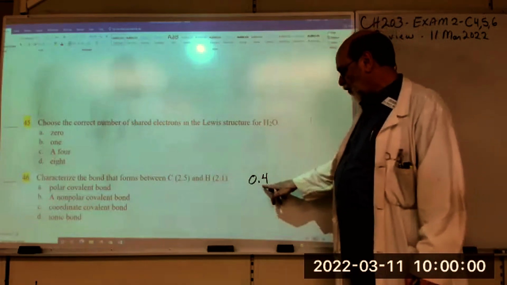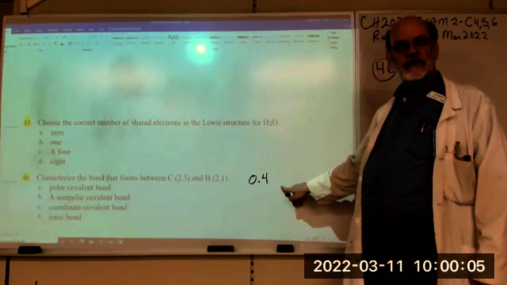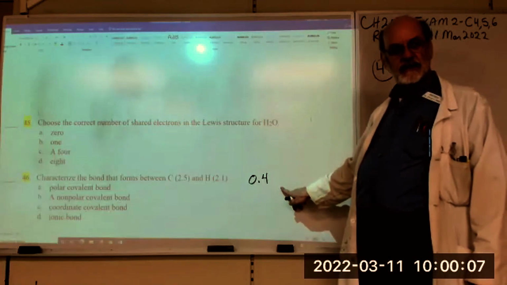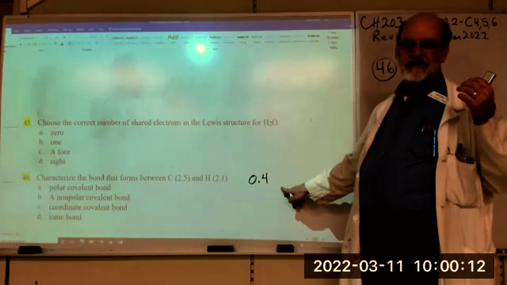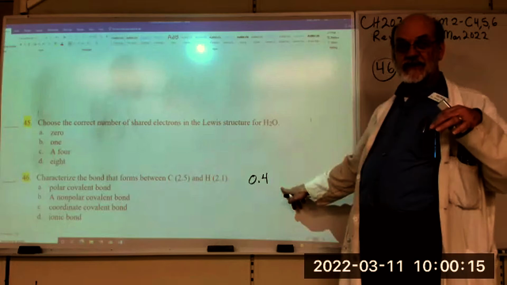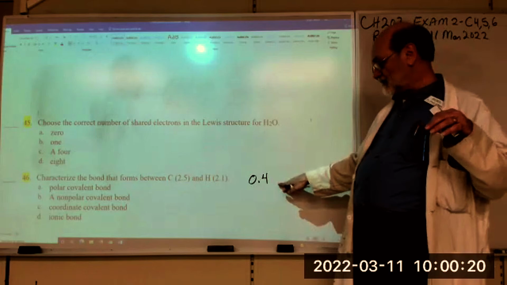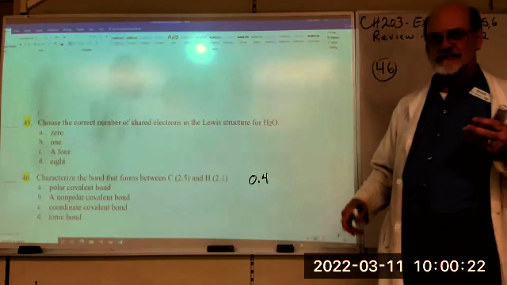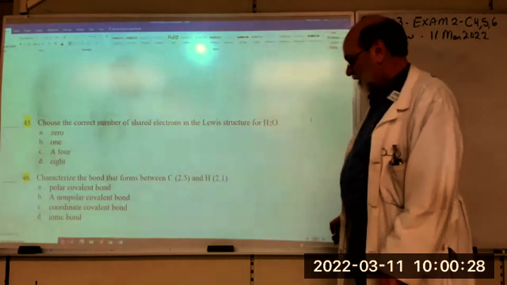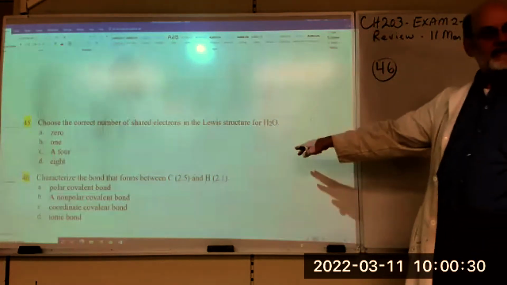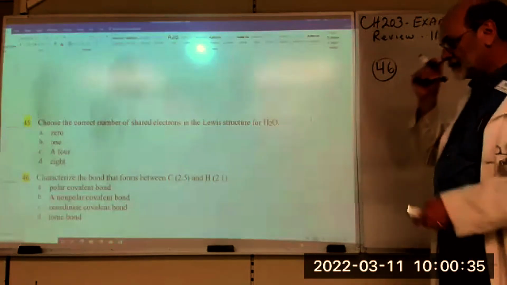If you get above 0.4, between 0.4 and I think 1.2, you have polar covalent. And then above 1.2, you have ionic if it's a metal and nonmetal. And if they're both nonmetals, then you still have polar covalent. It's sort of a gray area. But we don't need the gray area to answer this one. 0.4 is the difference. That makes it covalent and nonpolar.